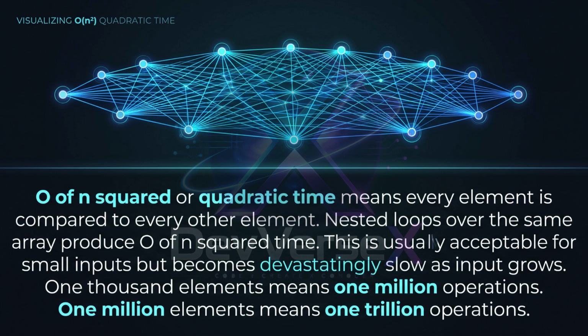O(n²), or quadratic time, means every element is compared to every other element. Nested loops over the same array produce O(n²) time. This is usually acceptable for small inputs, but becomes devastatingly slow as input grows. 1,000 elements means 1 million operations. 1 million elements means 1 trillion operations.